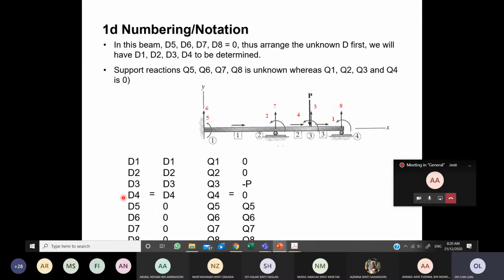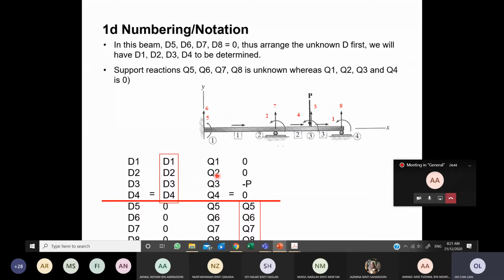So we have learned how to get the vector D and the vector Q. Remember, the size of the vector depends on your number of DOF. So if you have 8 DOF, you have D1 until D8. One thing that we have also learned is that if you have an unknown D, you will have a known Q at the opposite. One is at the top and the other is at the bottom. So you can always recheck on this.